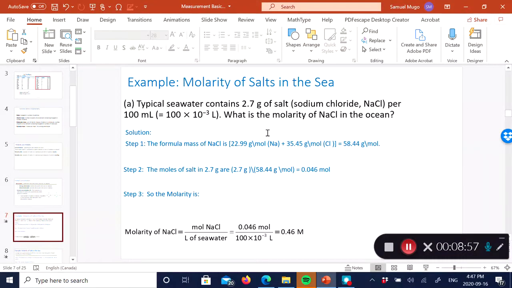You just need to get the formula mass, from the component species that are present. The atomic weight of sodium is 23. The atomic weight of chloride is 35.45. You combine them to get the molar mass, which is 58.44. Now, the number of moles, we all know, is the grams of the solute divided by the molar mass. And so the number of moles is calculated there. Then the concentration would be the number of moles divided by the volume, and of course the volume, we said, is 100 mL. And so the concentration is 0.46 molar.